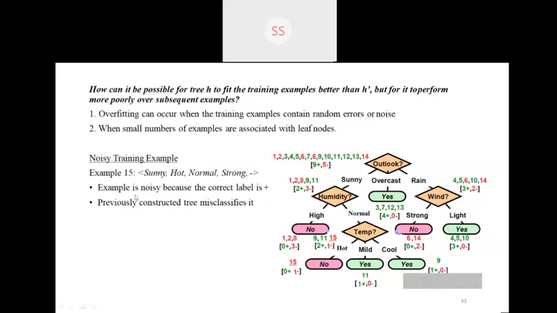But if something goes wrong in the training examples, if noise has been introduced into a training example, then instead of considering this particular example as a positive training example, it will be considered a negative training example. Actually, this is a positive training example, but it will be classified as negative. So your entire decision tree will be wrong. That is why the example is noisy: the correct label is plus. It is not a negative training example, but a positive one. But it has been classified as negative, and that has made an impact on the given decision tree.